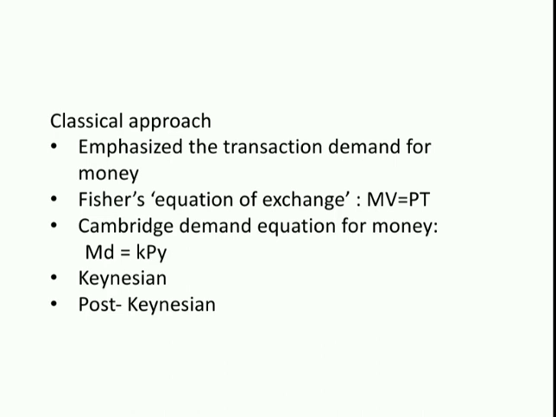The Cambridge demand equation for money is MD is equal to KPY. MD is the demand for money, K is the fraction of the real money income PY which people wish to hold in cash and demand deposits. P is the price level, Y is the aggregate real income. The equation says that the demand for money in nominal terms would be proportional to the nominal level of income for each individual and hence for the aggregate economy as well.